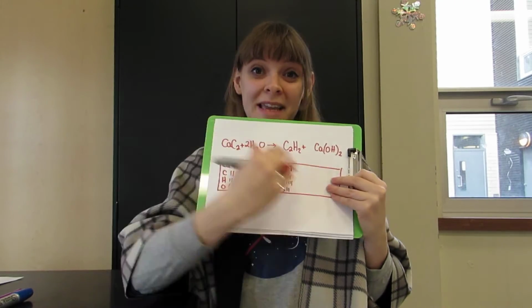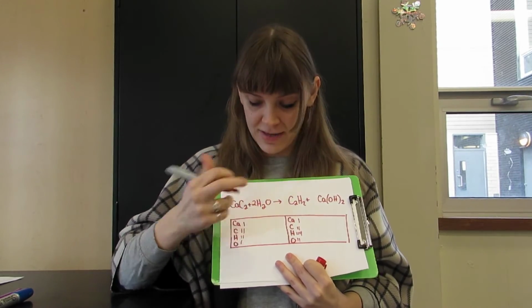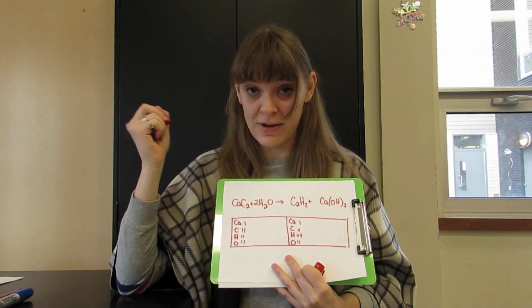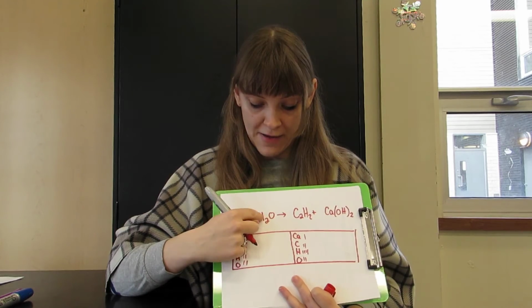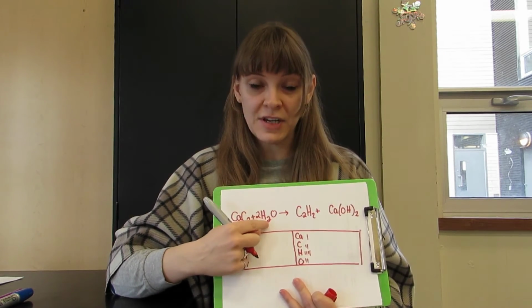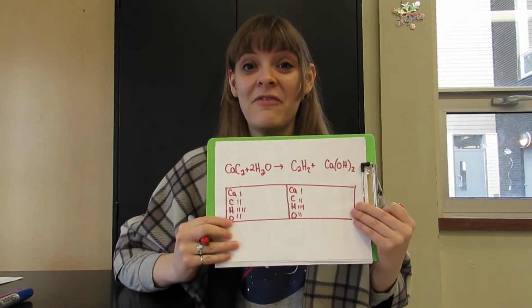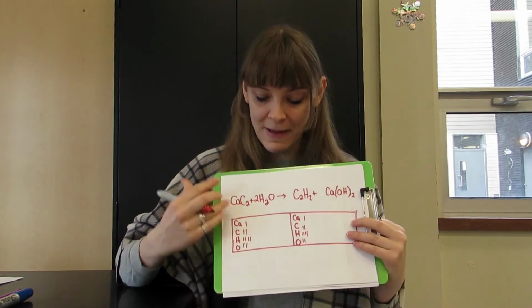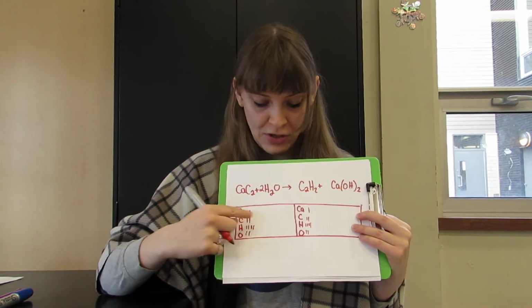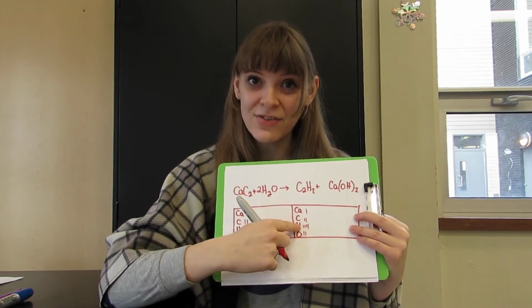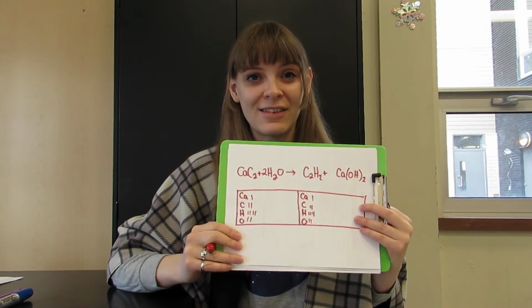So now I'm going to recount my atoms. I have 2 oxygens, so I'm going to add 1 here because I have 2 now. And I have 2 groups of this hydrogen here. So 2 times 2 gives me 4. And if I look, I now have balanced everything completely just by adding this number here in front. I have 1 calcium, 2 carbons, 4 hydrogens, and 2 oxygens. So that's how you would balance a chemical reaction.